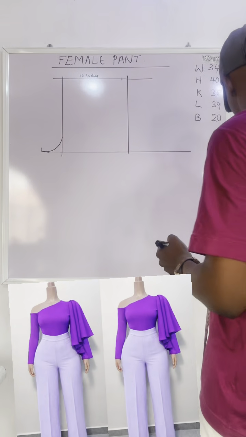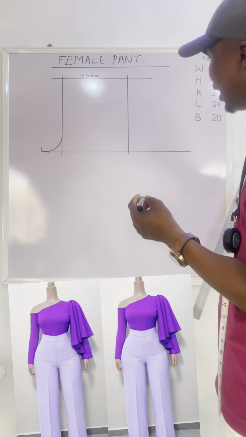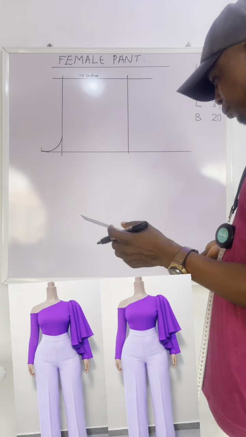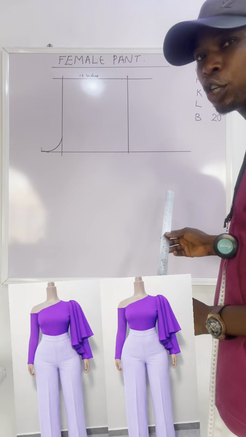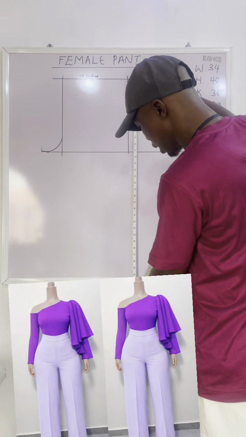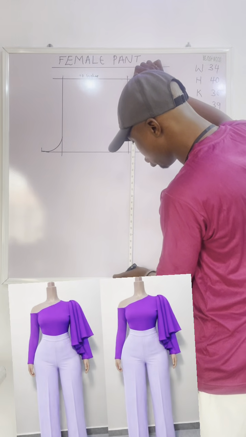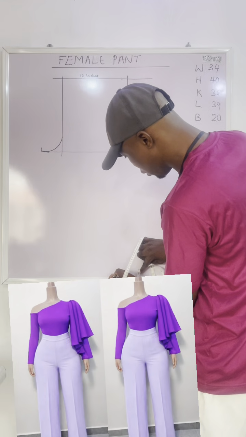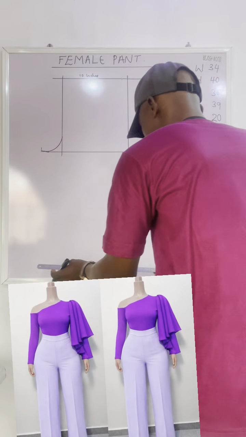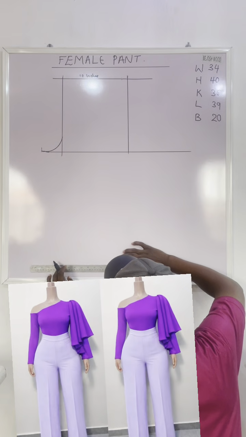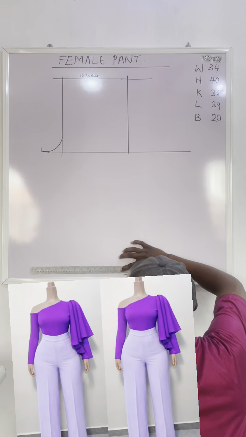The next thing you want to do is get the knee line. How do you get the knee line? To determine your knee line, you measure from the waist to the full length measurement. Our full length measurement is 39, but because of the board, we cannot get the 39. So let's just do it like this. We want to assume that these are the full length measurements.